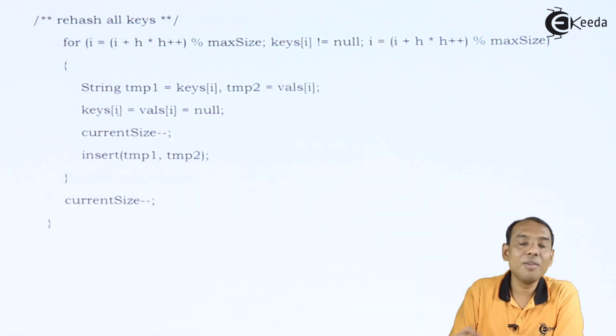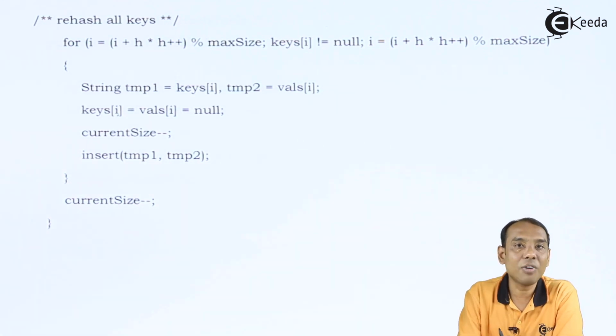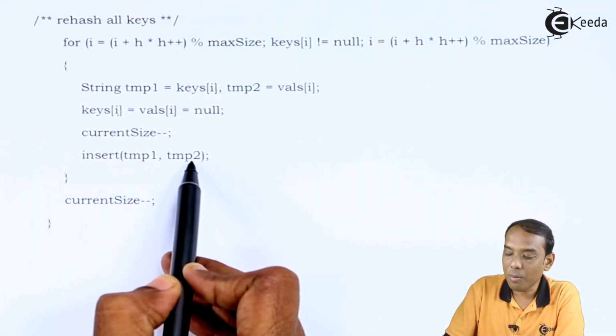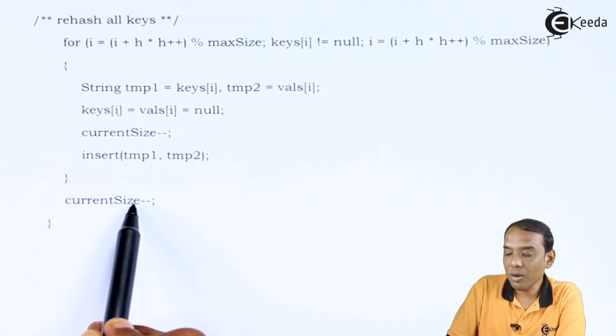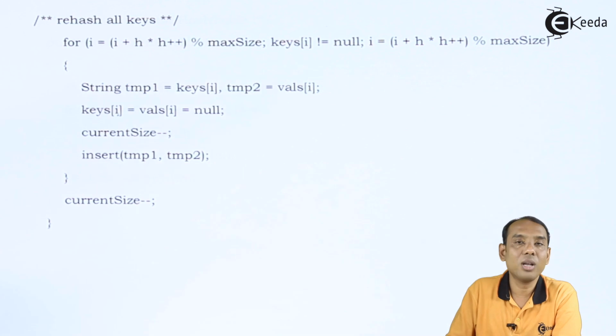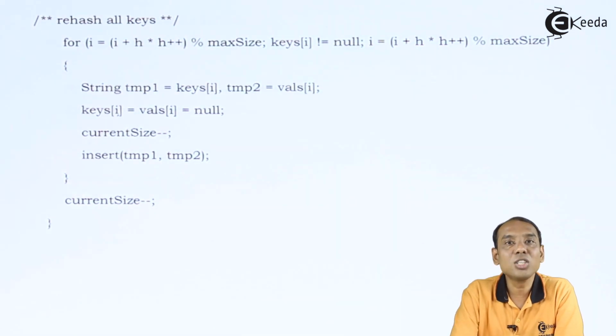Once this is done, then we need to call the insert function so that we can insert the key and corresponding value. Now this insert function will be called with the new set of values, that is temp1 and temp2. We write down insert(temp1, temp2), and then once we are done with the rehashing, we have currentSize--. This is how you rehash all the keys in a given hash table.